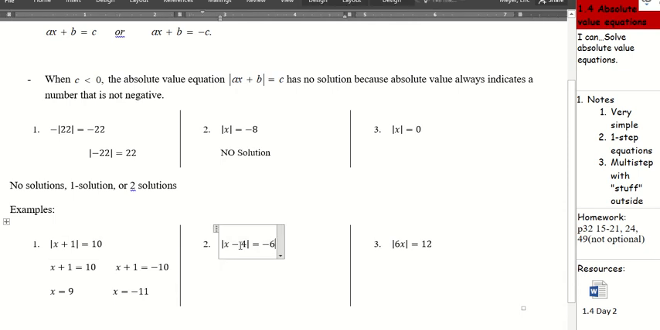Okay, same thing here. I have my absolute value by itself. There's nothing out here like a minus 2, so I don't have to worry about anything like that. I just need to write the equation twice. That's my step 1. Write the equation twice. x minus 4 equals negative 6, and x minus 4 equals positive 6.